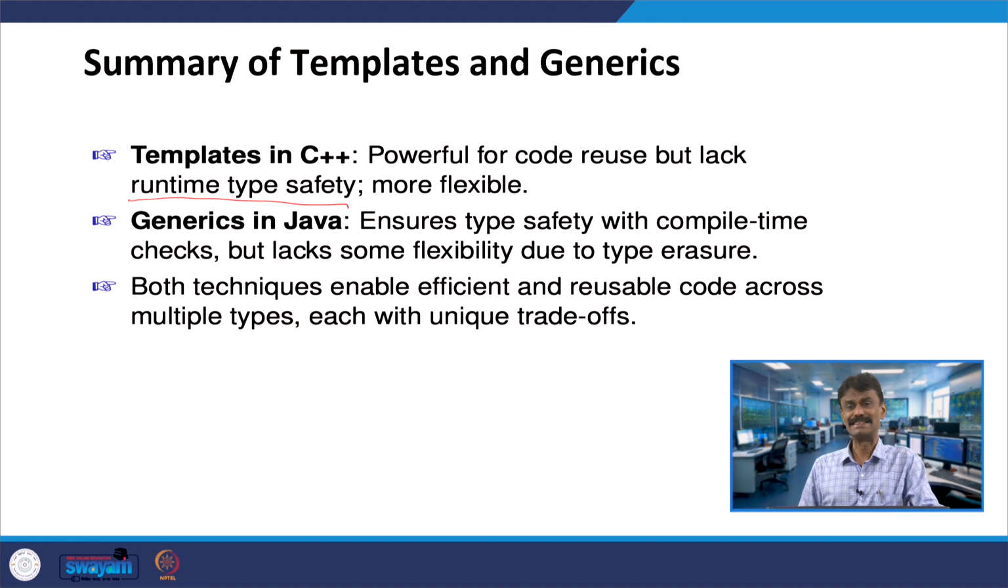But in both cases, generics or templates, we enjoy the reusability of the code. You can write a template class or template methods, and whatever the data type, we are able to reuse it. Both techniques are very efficient, and we have used multiple types in both cases, whether it is templates in C++ or generics in Java, each with unique trade-offs. That means they have advantages as well as disadvantages when we compare the two.